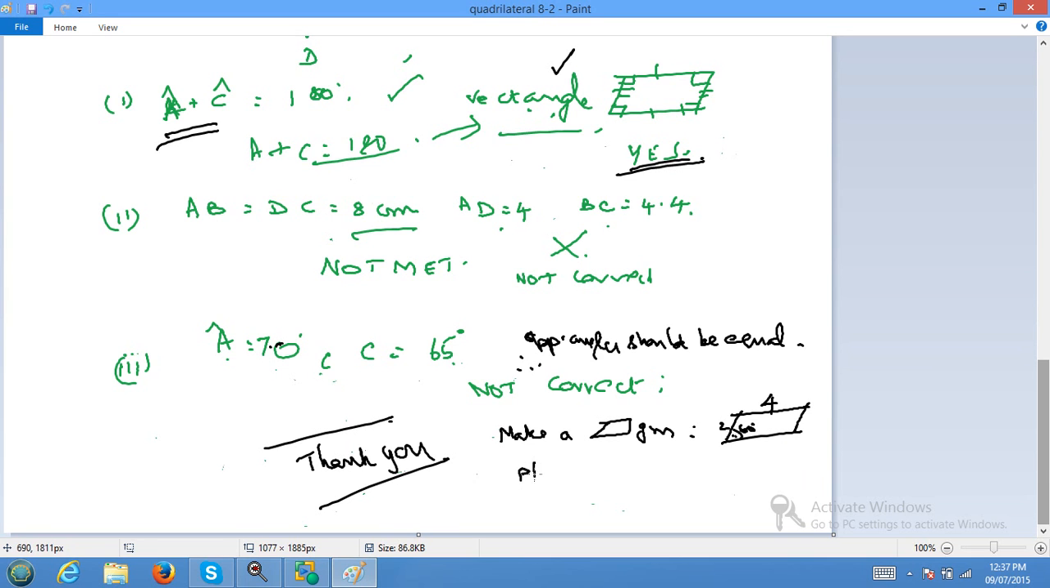Please make a paper cutting and mark the paper also like ABCD, and cut this into two portions and then try to study which triangle is equal to which one. If you study, you will be able to remember the problems easily. Thank you.